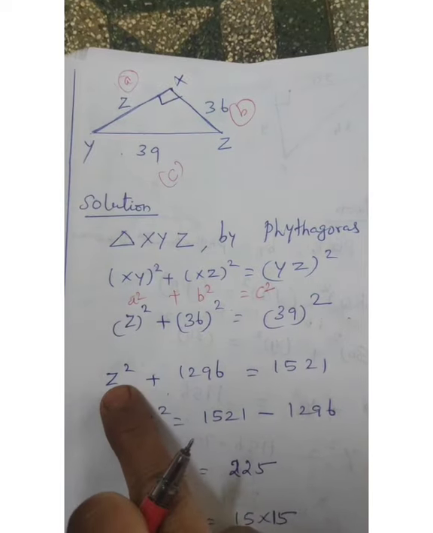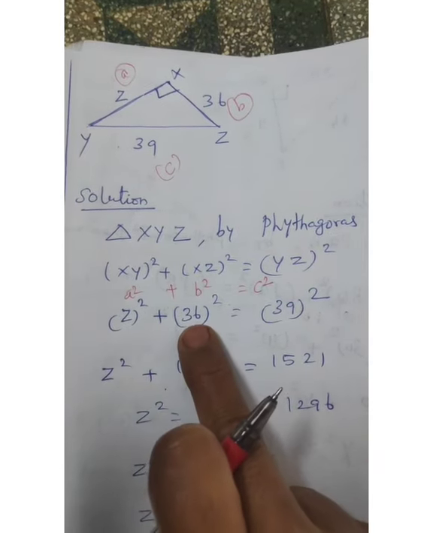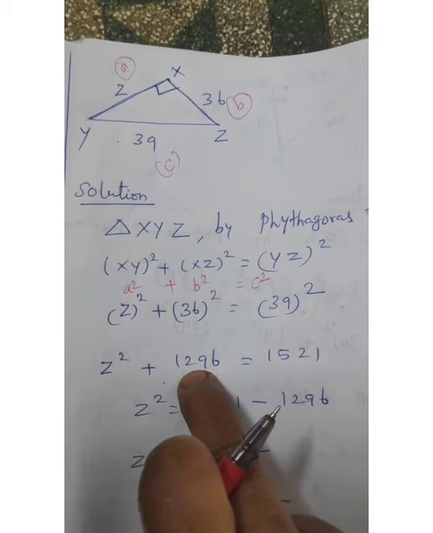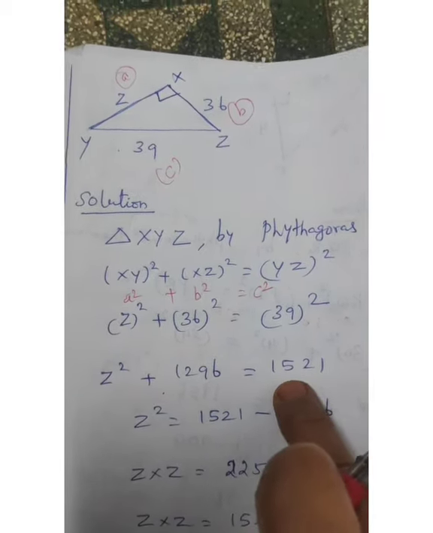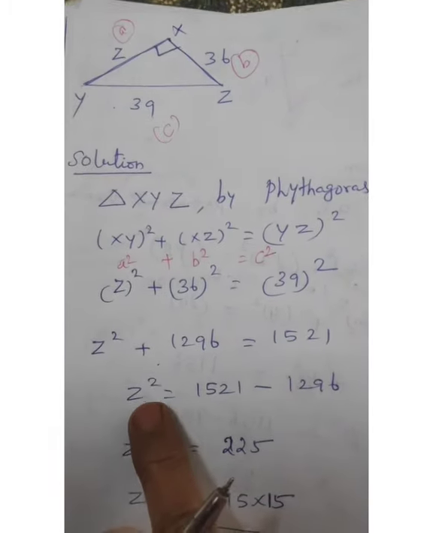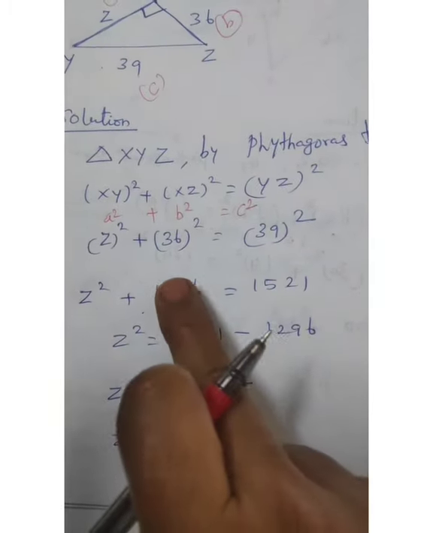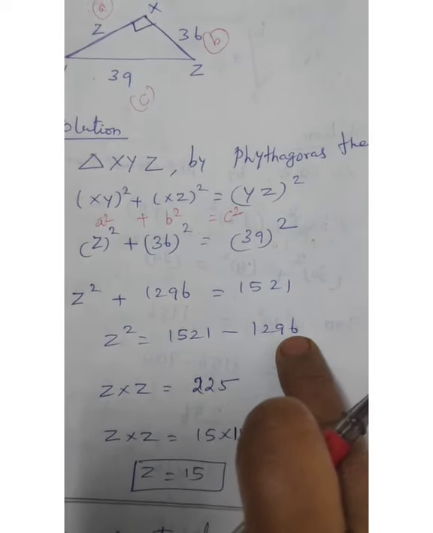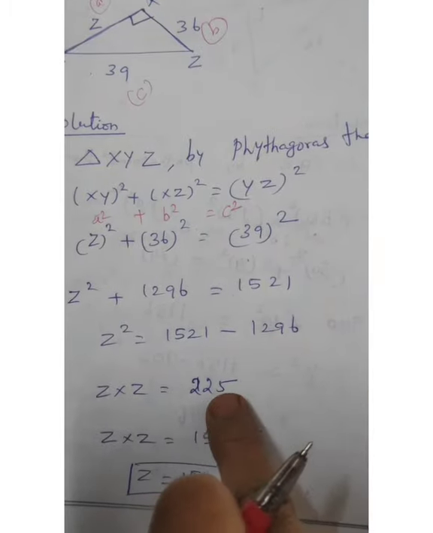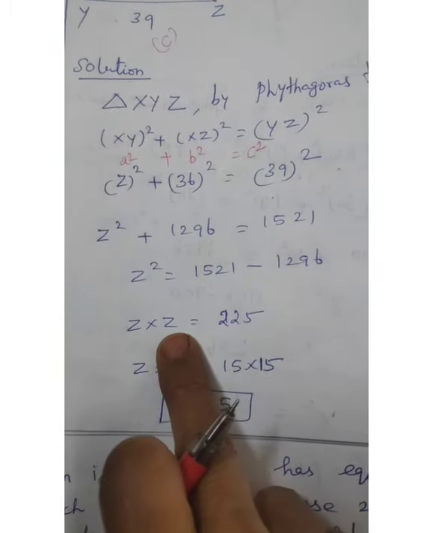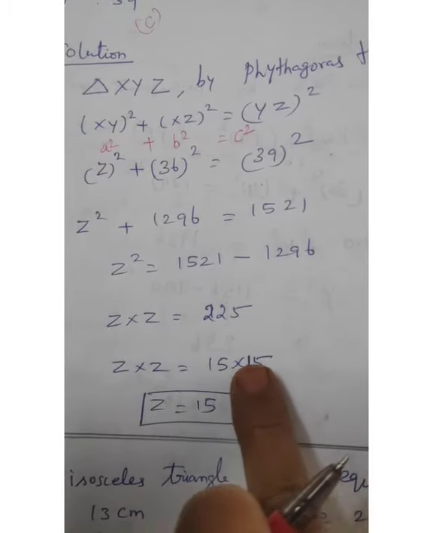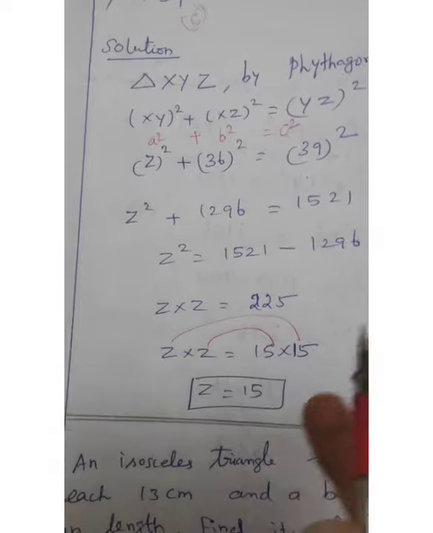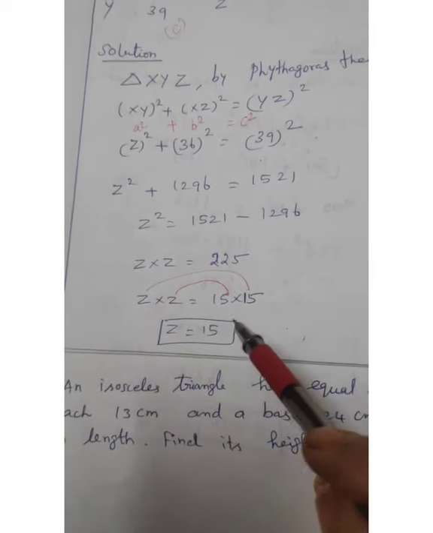Z squared, Z into Z equal to Z squared plus 36 into 36, equal to 1296, equal to 1521. Z squared equal to 1521, plus symbol right side change into the minus 1296. Minus and right means 225. Z into Z, 225, 15 into 15. Z value only, Z value equal to 15 is the answer. Z value equal to 15.